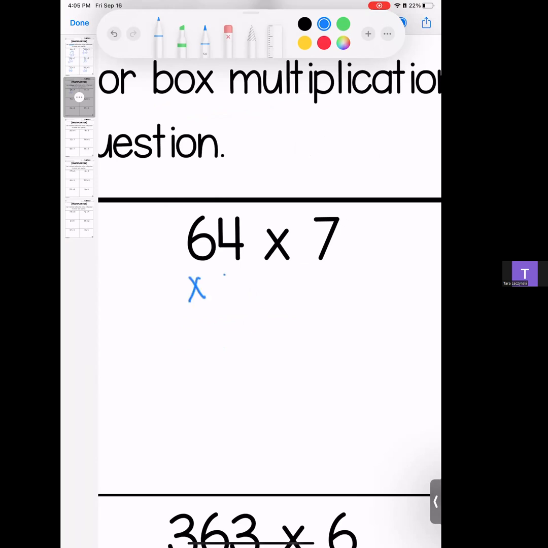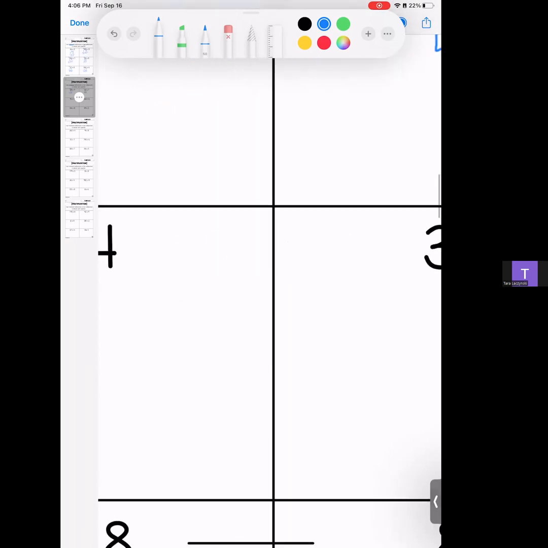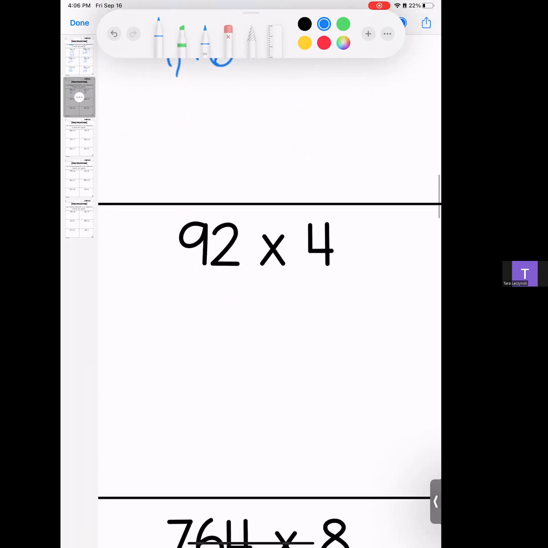64 times 7. 4 times 7 is 28. 7 times 6 is 42. Add 2 is 44. 92 times 4. 4 times 2 is 8. 9 times 4 is 36. 368.